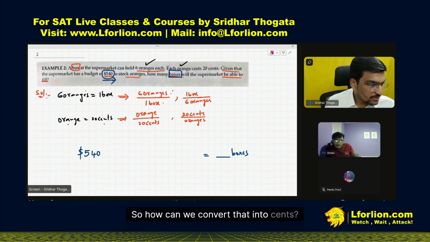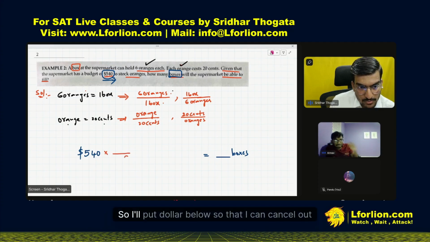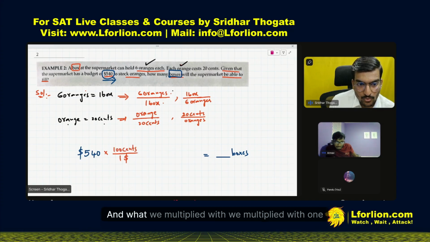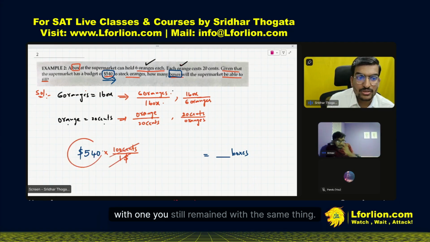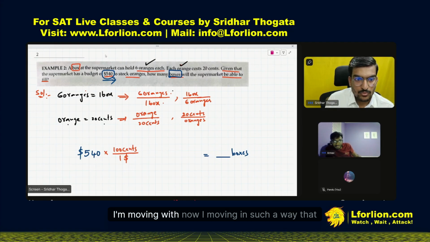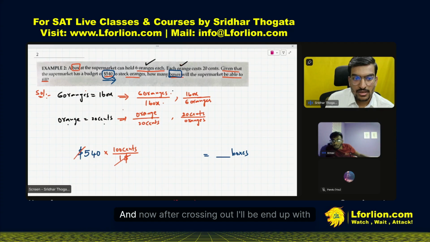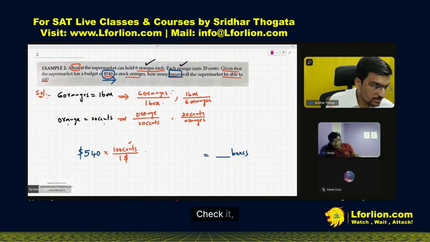So how can we convert that into cents? What is the relation we know about cents? We multiply with something. It is in dollars, so I'll put dollar below so that I can cancel out. $1 equals 100 cents. And what did we multiply with? We multiplied with 1, because if you cross out this, you still remain with the same thing. I'm moving in such a way that the denominator and numerator match so that I can cross out. After crossing out, I'll end up with cents. So what relation do I know about the cents from the question? Check it.